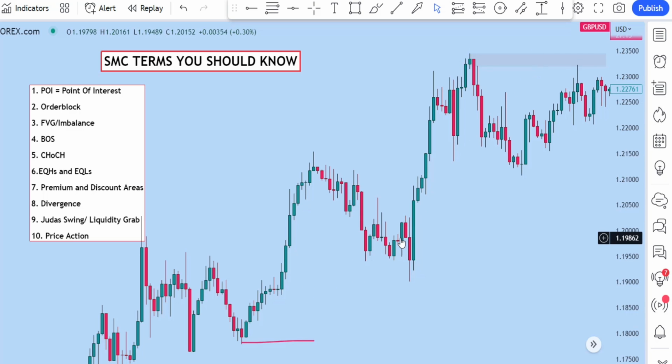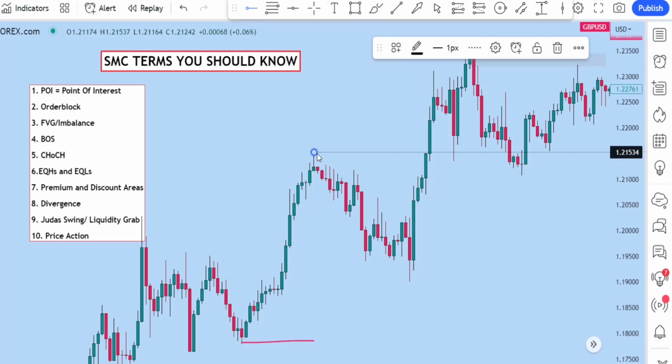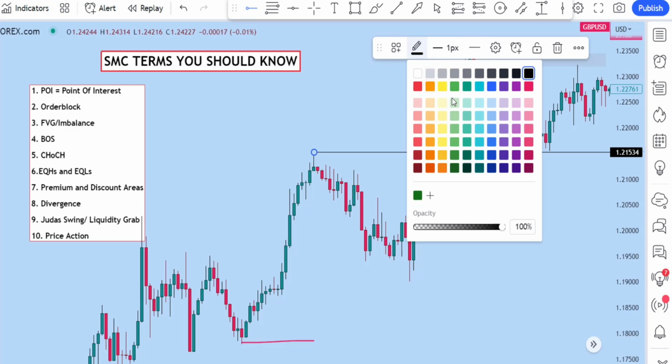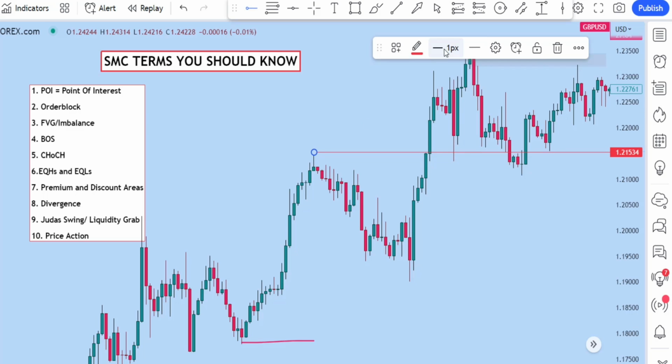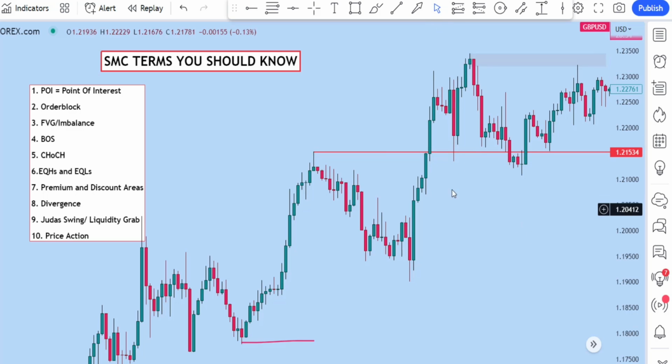So if you want to say that the structure is broken, you simply want to see that this high has been taken out. Let me make this more visible so you can see. If you see this high being taken out, you can simply say that you have broken structure. And then how do you know that you have broken structure? You have broken structure when you see that the bodies of the candle here have broken outside the high. If it is just the tail or the wick, it is not a break of structure. Get this, if it is just the tail or the wick, it is not a break of structure.